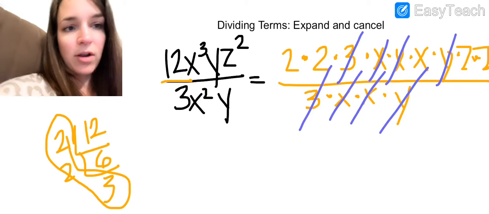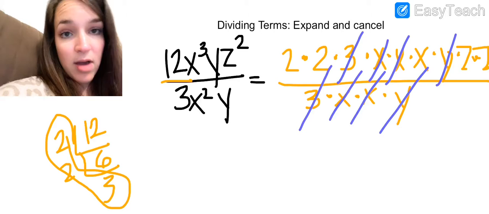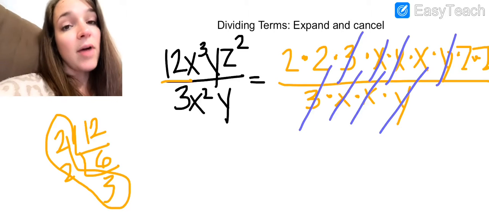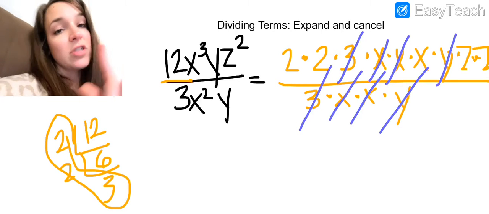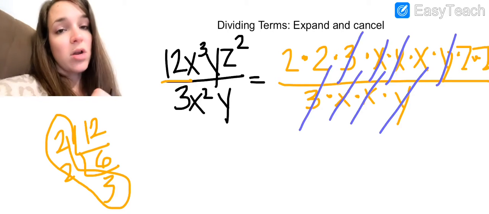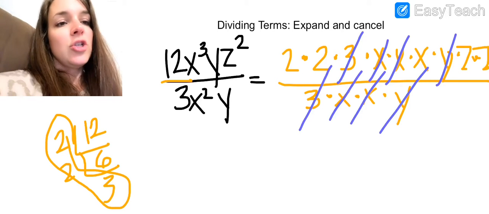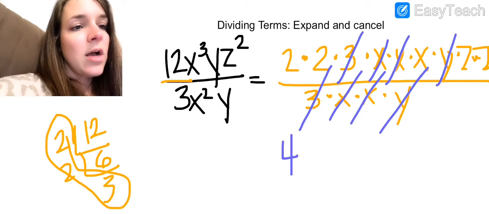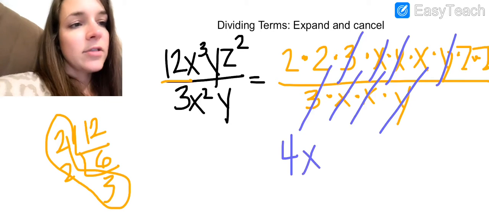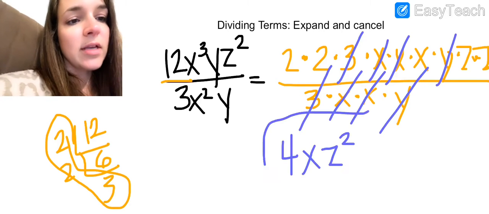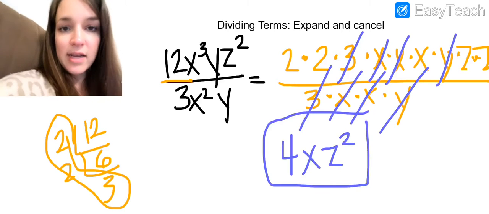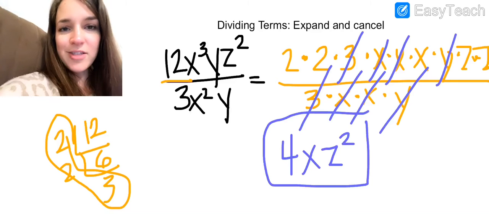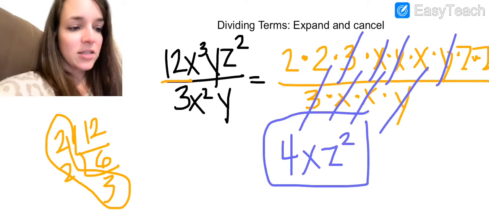Now, let's figure out what's left. Nothing's left on the bottom, so that's nice. When there's nothing left on the bottom, we don't have to have a bottom anymore. When there's nothing left on the top, you have to leave a 1 on the top, just FYI. So let's go to the top. 2 times 2 is 4. We only have 1 x left. No y's, but we still have our z squared because there was no z's on the bottom to cancel out. So then once you divide it, what you're left with is your result. That's your answer.